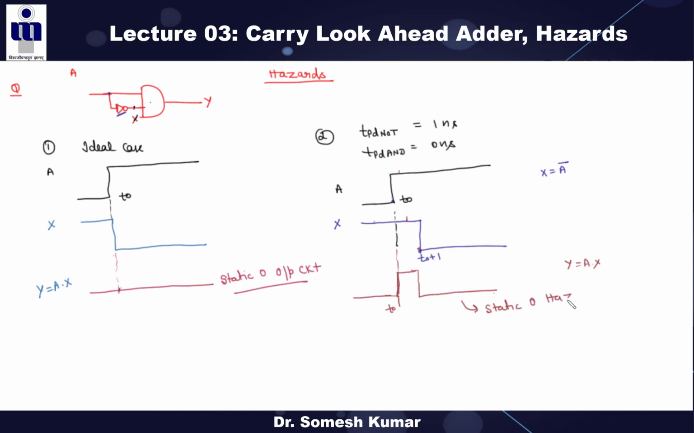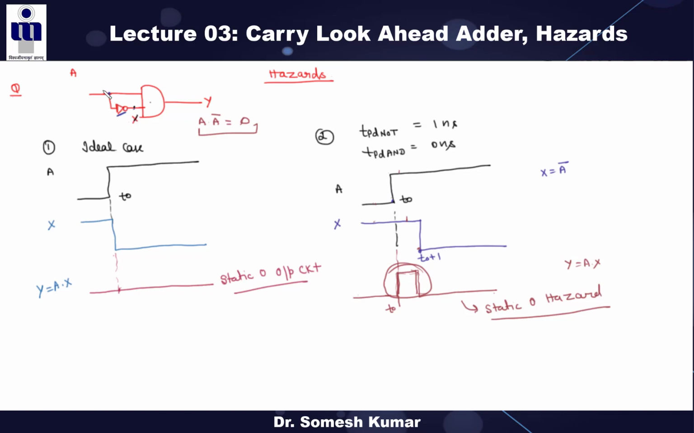Now what is your expected output? Expected output means if A dot A bar, what is the output? A dot A bar is 0. So the expected output is 0, but here there is a slightly unwanted output. This one is your unwanted output, understood? That's why it is called the static zero hazard. This unwanted output is due to this delay.